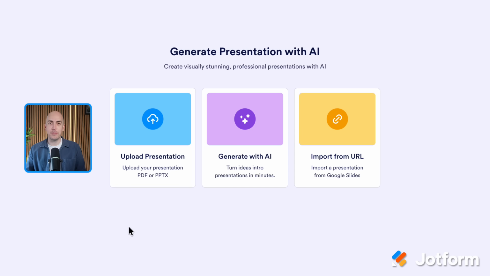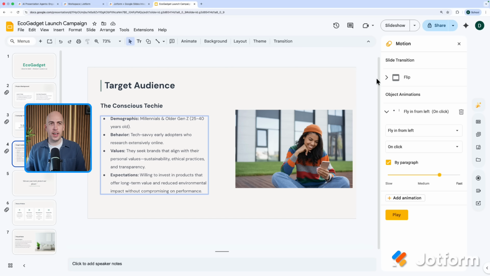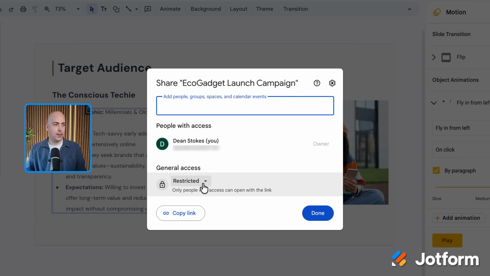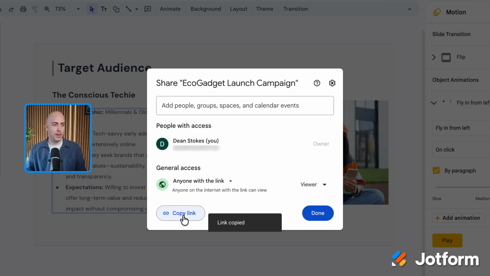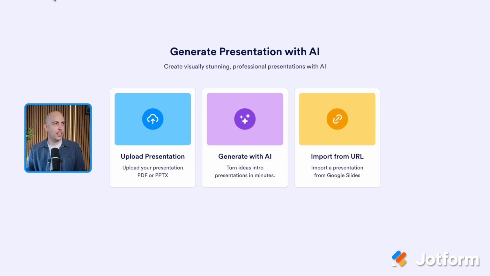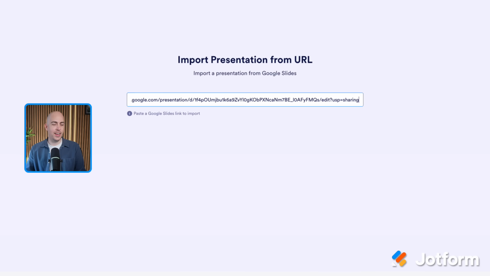And I'm given 3 different options. I can upload a presentation, I can generate one from scratch with AI, or I can import from a URL. So with Google Slides, I'm going to go back to this presentation that I have, and I want to make sure that it's shared so that the presentation agent is able to see it. So I click on the share button at the top. I'm going to change it from restricted to anyone with the link. And then I'm going to click the copy link button here, go back to the presentation agent, choose that import from URL option and put that presentation link in here and click import.